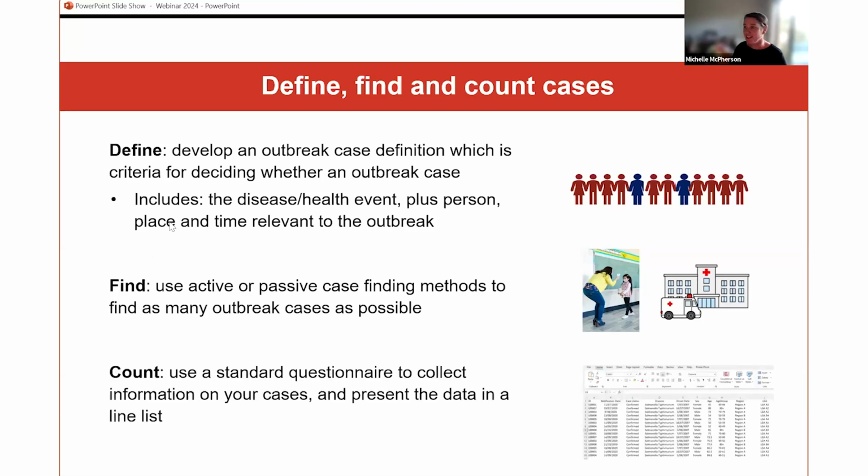Once we've found them, we then count them. And I don't mean just numerically. We actually use an initial standard questionnaire to collect basic information on our cases. And things like your demographics, where they lived, onset dates, and anything sort of general about the cases. And we store these in a line list, which is pictured there at the bottom, where you've got a case in each line and your variables in columns. We do that because it helps with our analysis later.